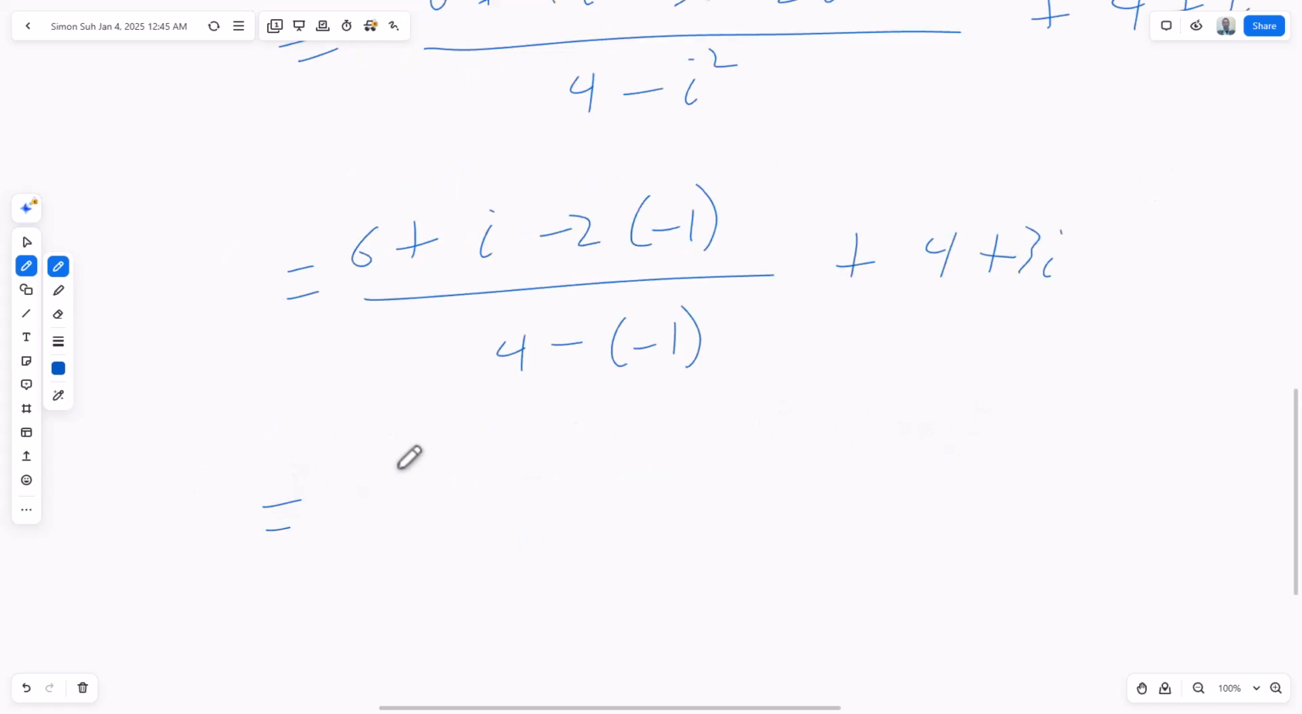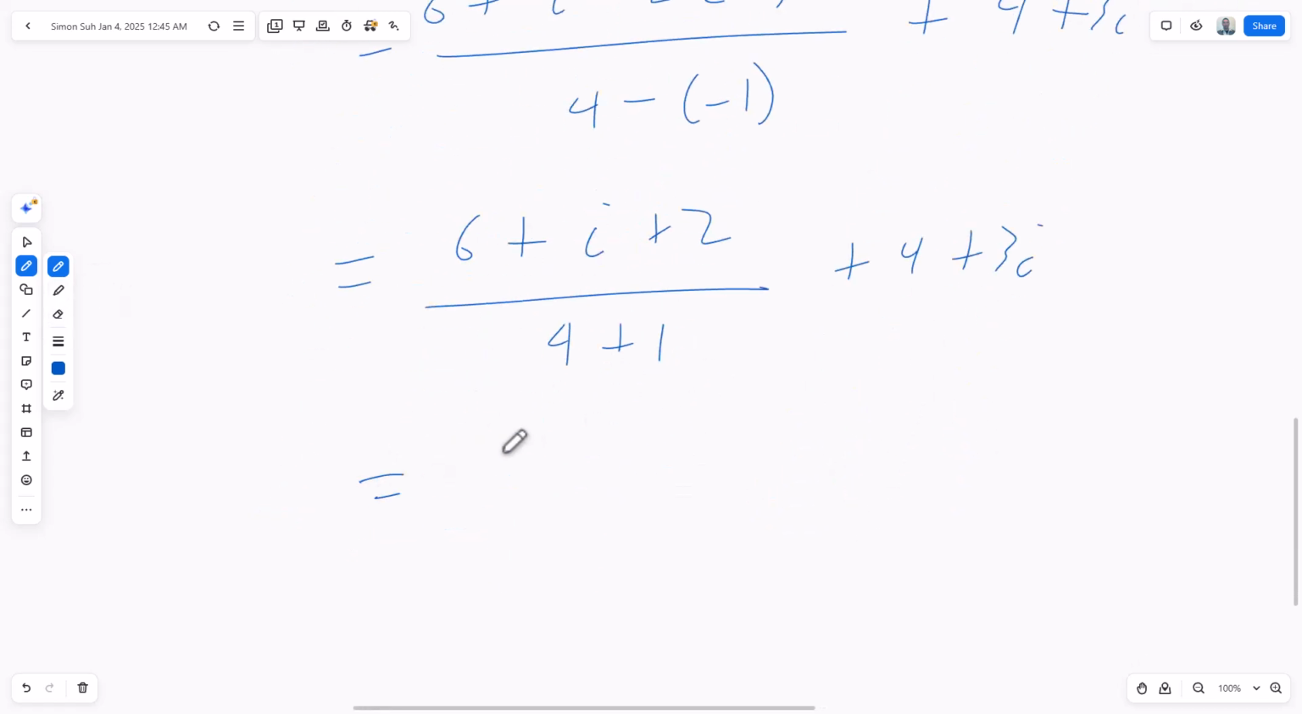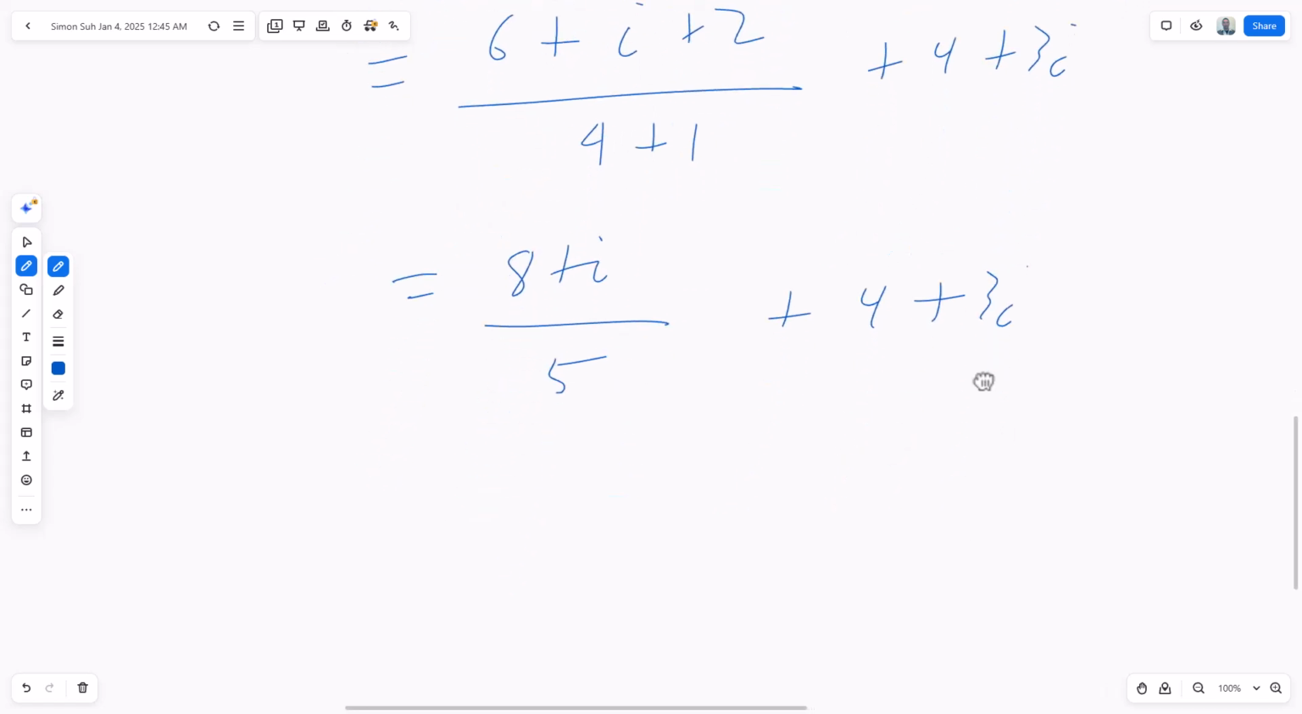On the next step, we're going to do a little bit more algebra. Really easy to do. So 6 plus i, and then minus 2 times minus 1 is plus 2. And on the bottom denominator here, we have 4 plus 1, since minus 1 times minus 1 is plus 1. And that's once again equal to plus 4 plus 3i. Then do some more algebra. We have 8 plus i in the numerator over 5, plus 4 plus 3i.